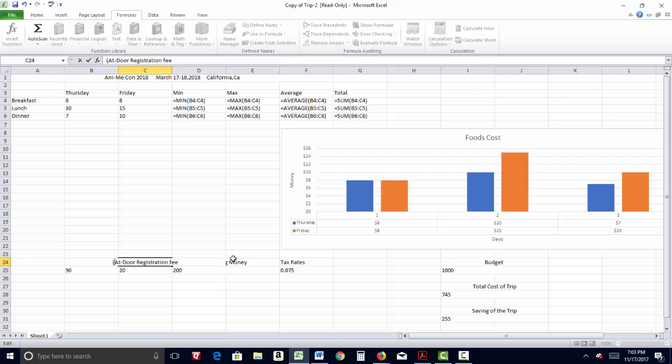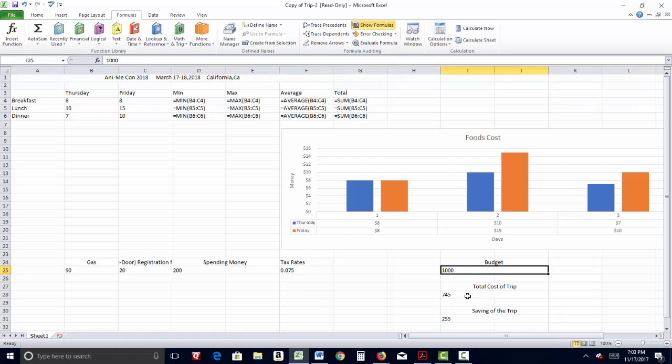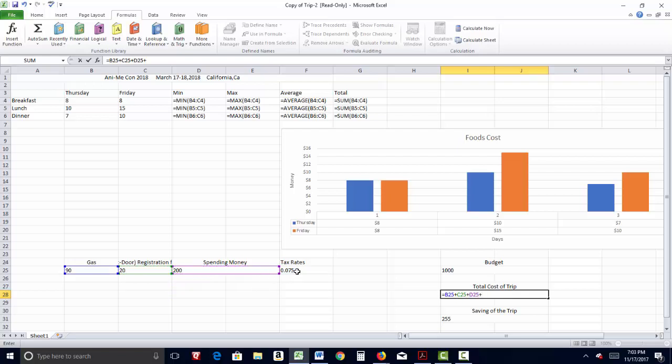Okay, I'm assuming that. So I'm going to put that there, and I'm going to show you what we're going to do. Okay, and then we have spending money, we have the tax rates, we have the budgeted amount is $1,000. The cost of the trip, there's no formula here. What you need to do on the cost of the trip is we're going to start with an equal sign, and we're going to add the gas, plus we're going to add the registration, plus we're going to add the spending money, plus we're going to add the total of the meals.